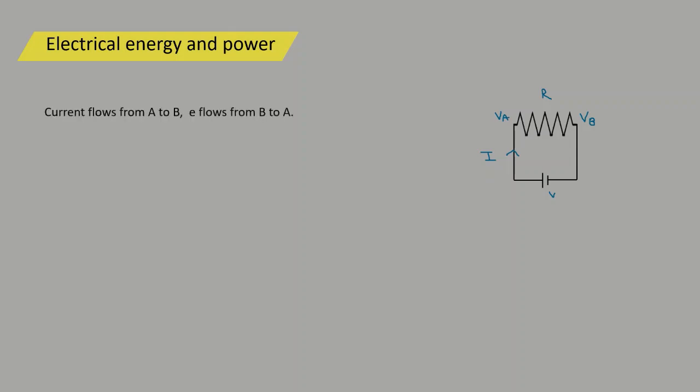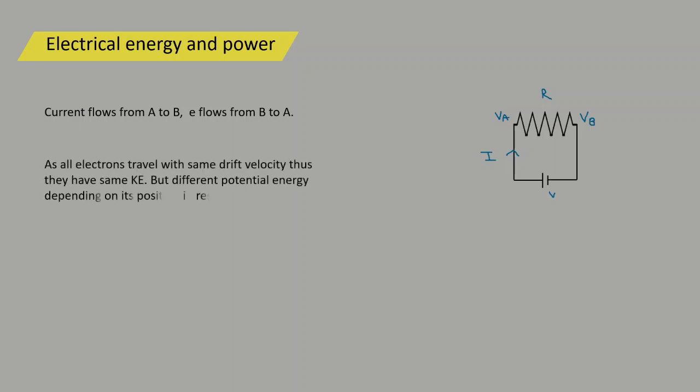Now, we study electrical energy and power. You can see here simply a resistance has been connected with a cell. Current I is flowing through the resistance with VA minus VB as the potential across the resistance. So we can consider that potential VA will be greater than VB, and thus all the electrons will be traveling with the same drift velocity. Why so?